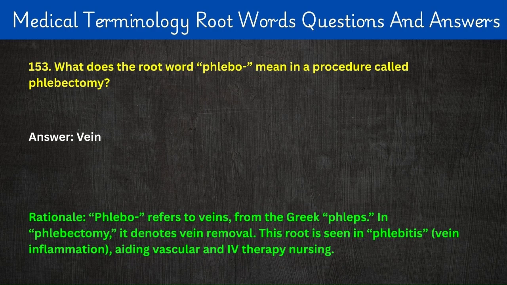153. What does the root word phlebo- mean in a procedure called phlebectomy? Answer: vein. Rationale: Phlebo- refers to veins, from the Greek phleps. In phlebectomy, it denotes vein removal. This root is seen in phlebitis, vein inflammation, aiding vascular and IV therapy nursing.